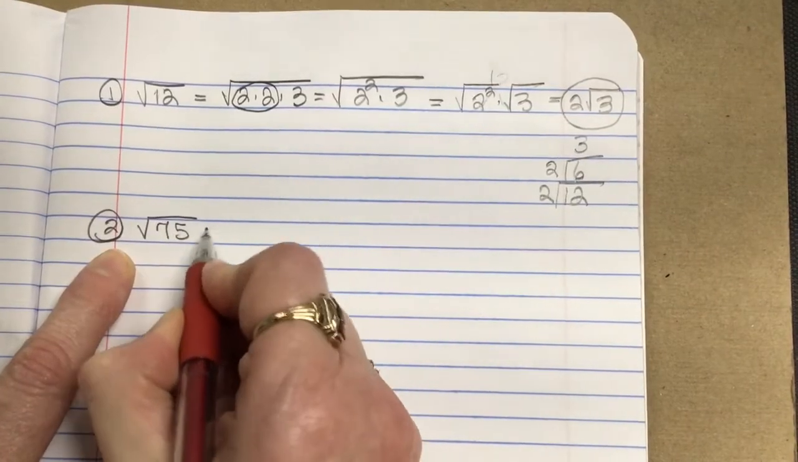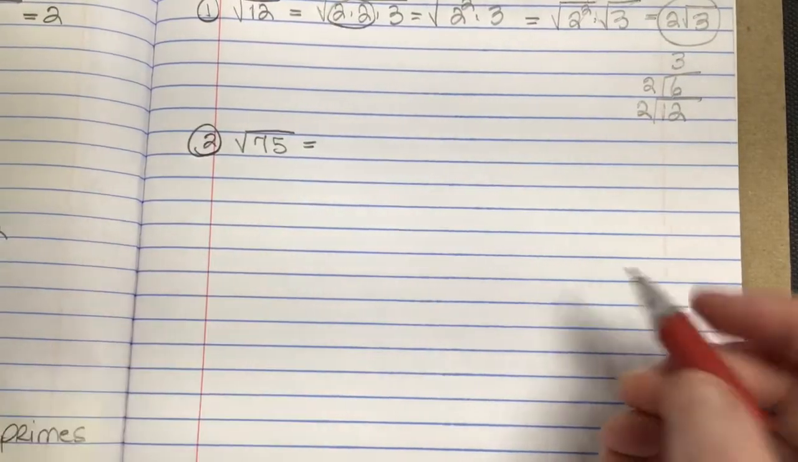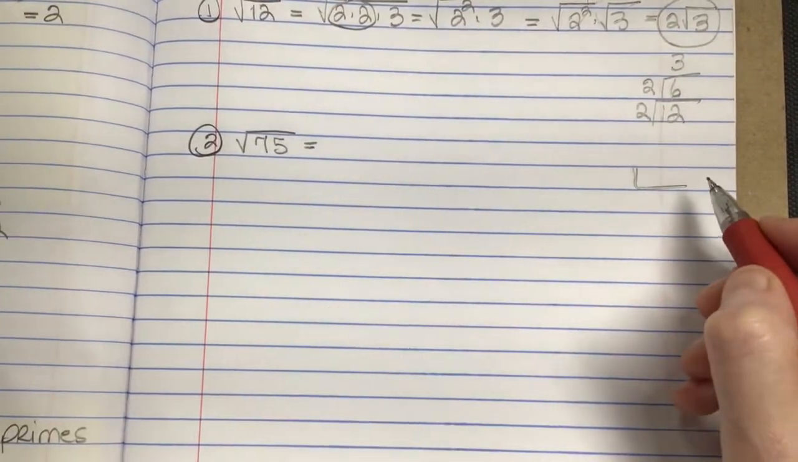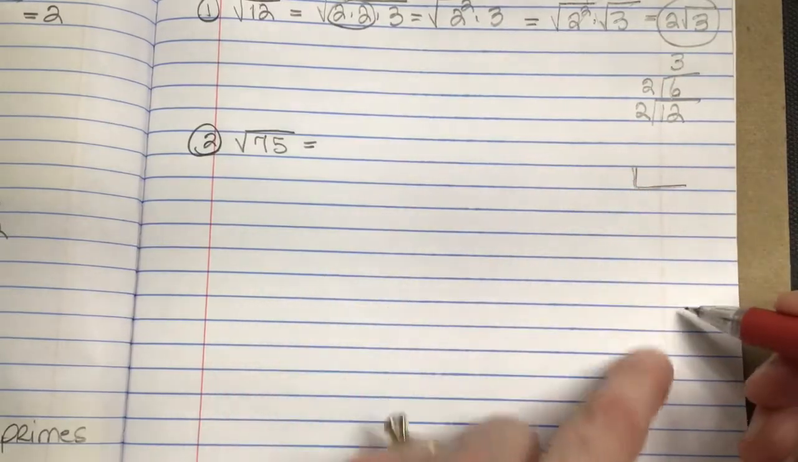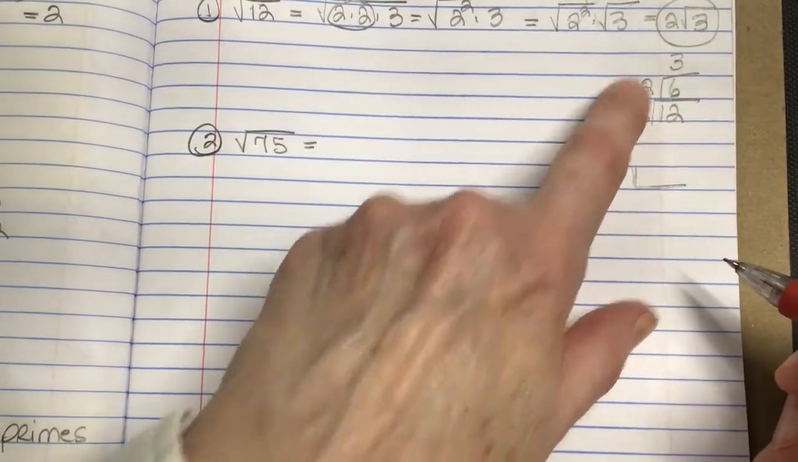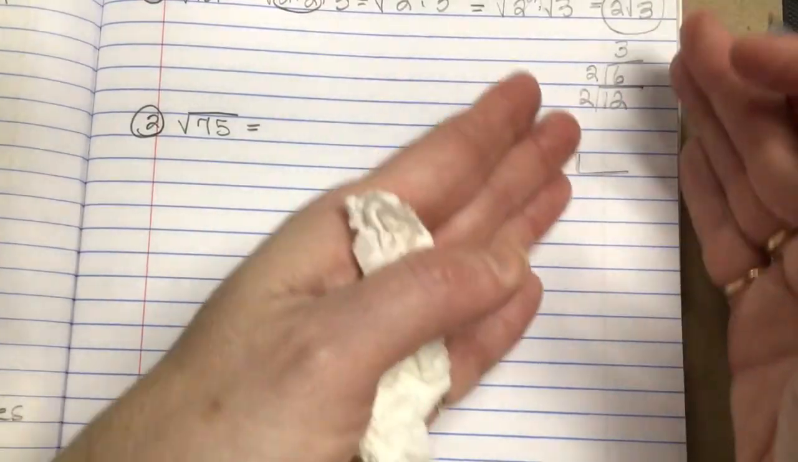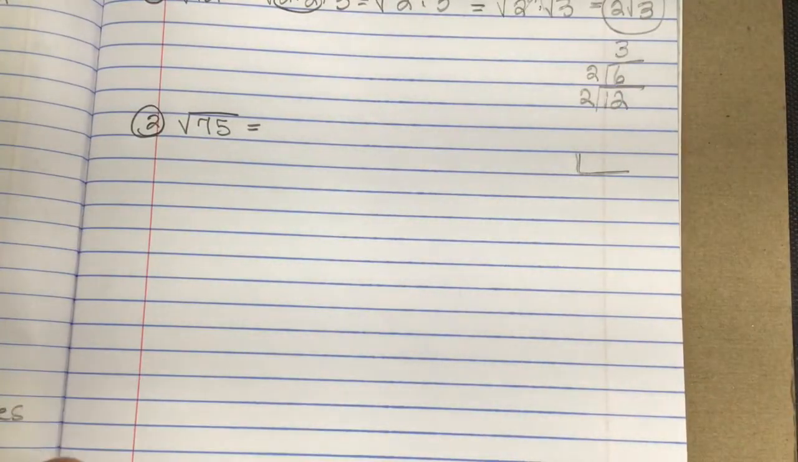75. Let's do the factor tree. Do y'all like the upside down better? Well, I'll tell you one thing about the upside down. You don't have to worry about saving space. See, if I start it up here, it's going to kind of run into the work. So with upside down, you're going down the page. So I'm going to do upside down.